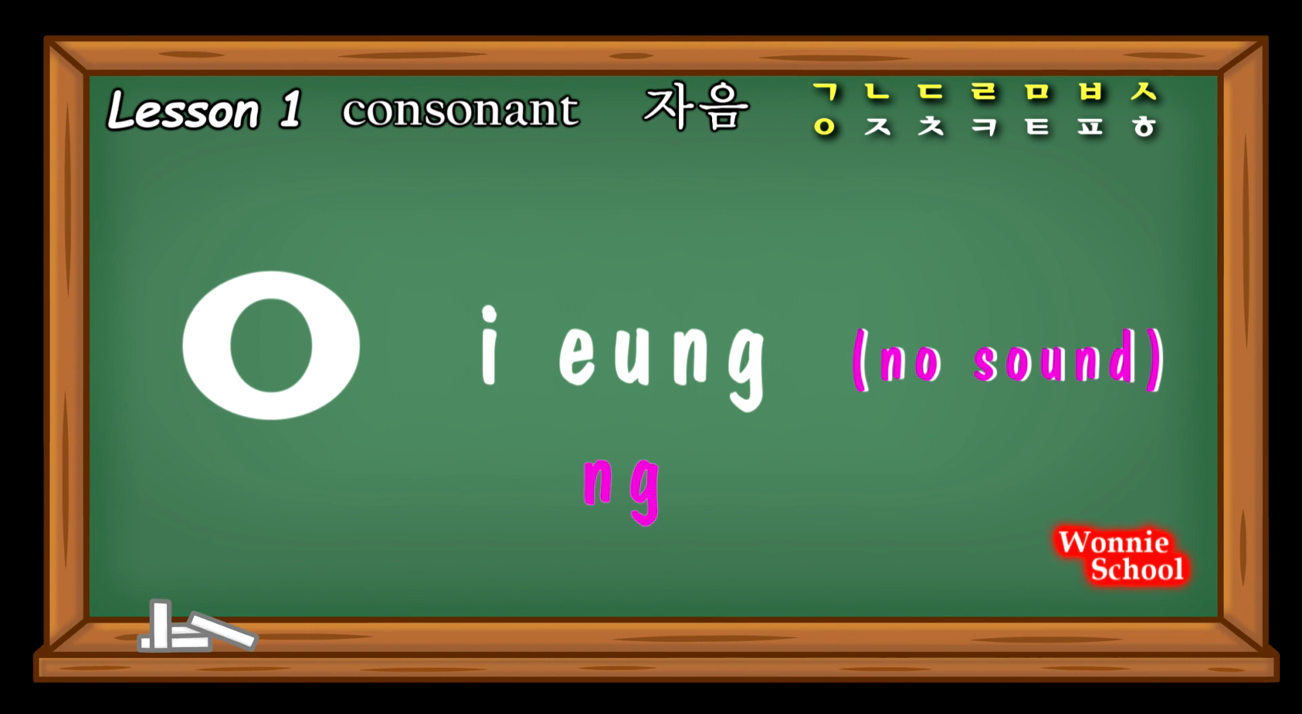And when it goes to the ending consonant place, it's gonna be has ng sound. Let's check out how to write it down. It starts from the top of the letter and goes to the left side and then just circle. Like this. 1. You just draw the perfect shape of the circle.